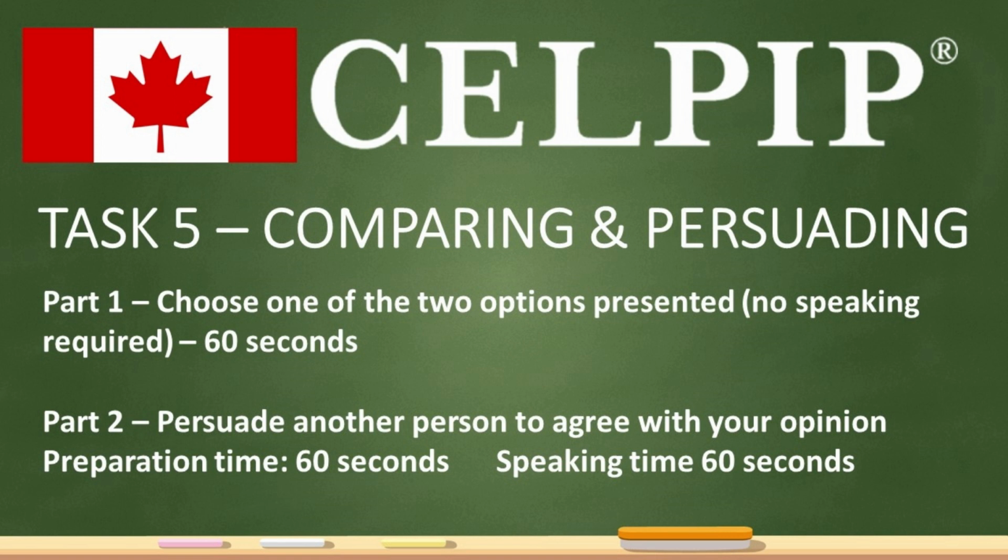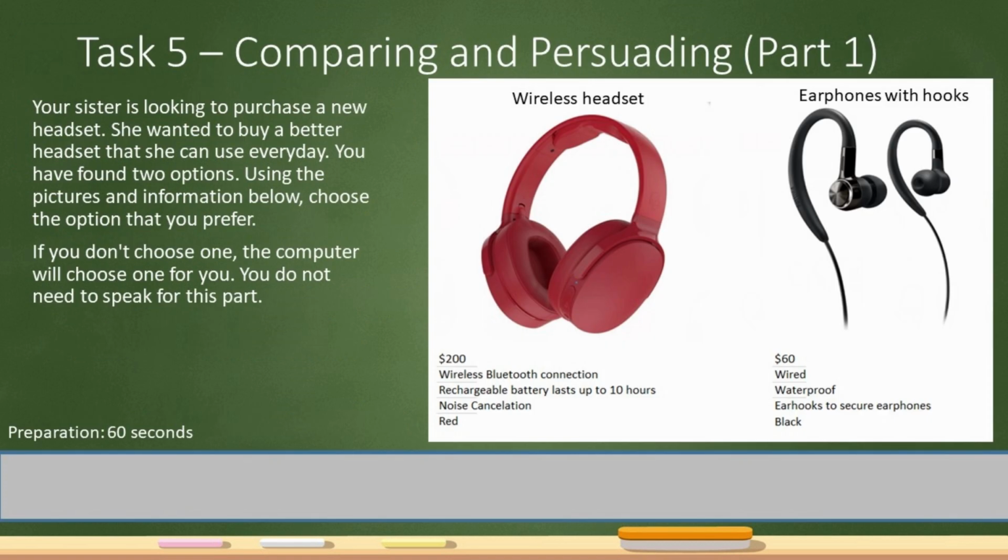Here's an example of the question. You have 60 seconds to choose, and do not forget to pick your choice, otherwise the computer will pick one automatically for you. For this part, you don't have to speak at all, but I'd encourage you to think and brainstorm some ideas that you can use when you persuade the other person later.